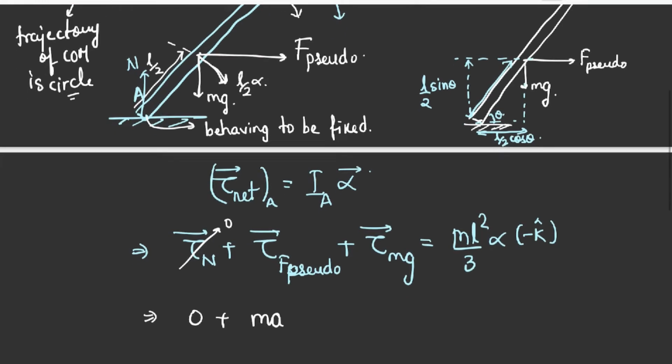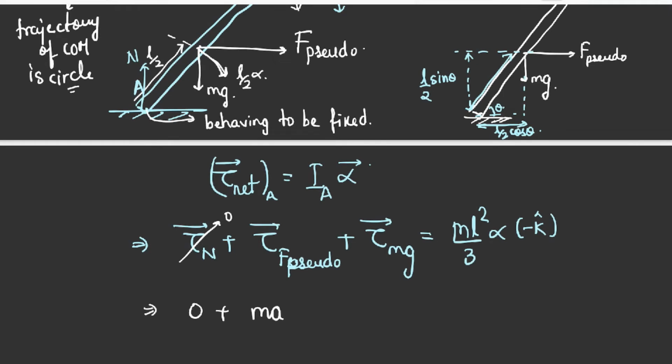So I can say pseudo force, what is the perpendicular distance to pseudo force? That is L by 2 sine theta. So I'll write L by 2 sine theta. And how do you tell the direction? You will tell the direction by going from distance to force. So distance is this and force is this. In which direction are you going? You are going in the clockwise direction, so we will say minus k cap.